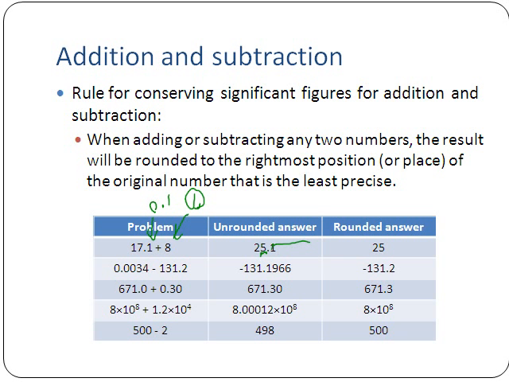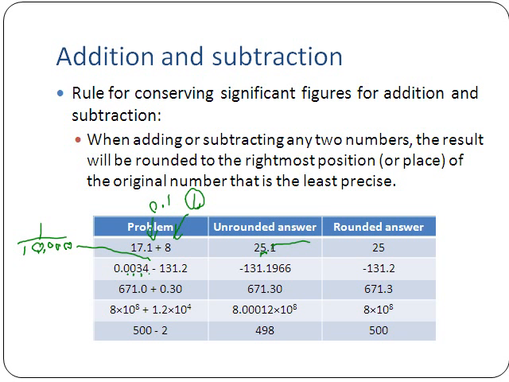For our next one, if we take a look at this first one, 0.0034 minus 131.2, we do the math and we get negative 131.1966. 0.0034 is rounded to the, let's see here, tenths, hundredths, thousandths, 10,000ths place. The rightmost place is the 10,000ths place.